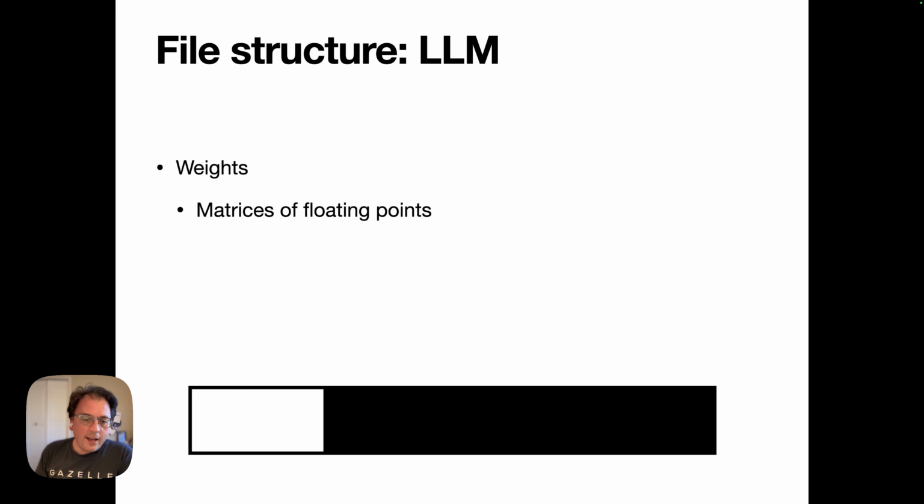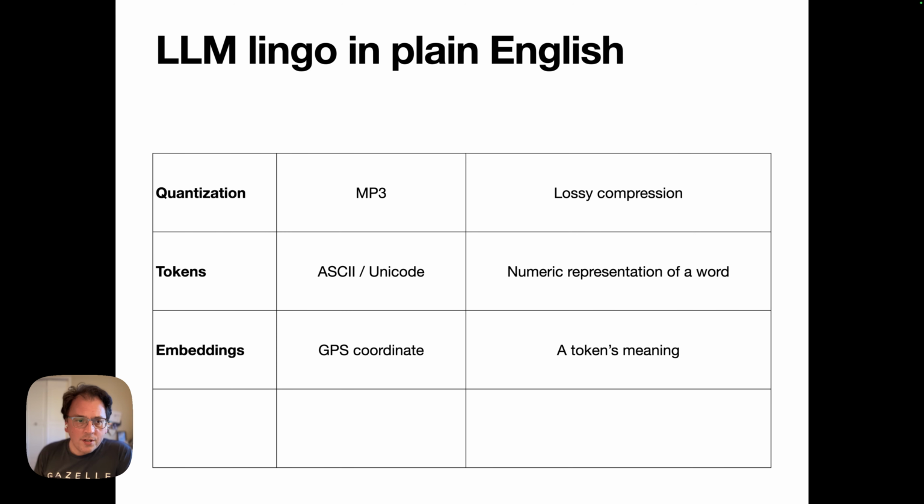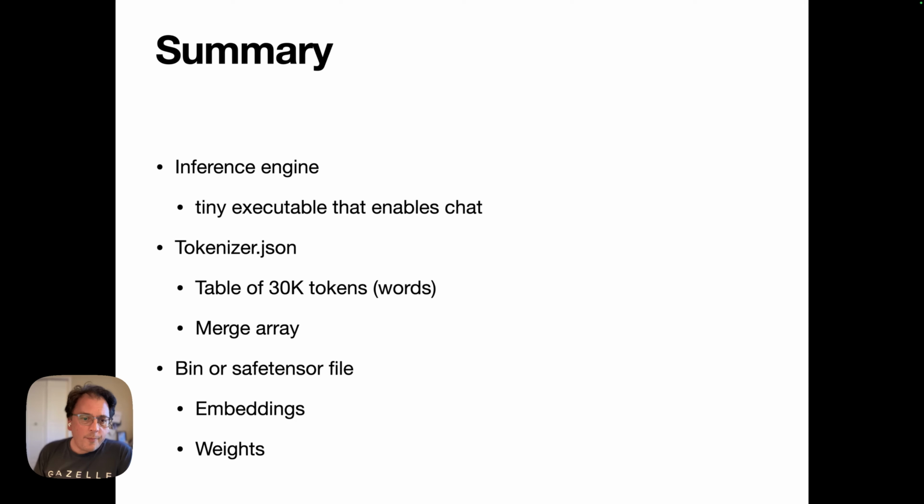The second part of the LLM, as I said, is the weights, which are basically matrices of floating points that make up the transformer part. So that's our black box, and we're not going to go into that much more. This is it for this small talk. We talked about three files that make up the LLM. The first is the inference engine, a tiny executable. The second is the tokenizer, basically an ASCII table. And the third is our bin or safetensors file that contains the embeddings, which are the GPS coordinates of the tokens, and the weights for the transformer.